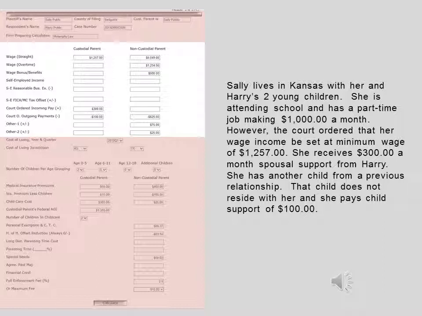Sally lives in Kansas with her and Harry's two young children. She is attending school and has a part-time job making $1,000 a month. However, the court ordered that her wage income be set at minimum wage of $1,257. She receives $300 a month spousal support from Harry. She has another child from a previous relationship. That child does not reside with her, and she pays child support of $100.